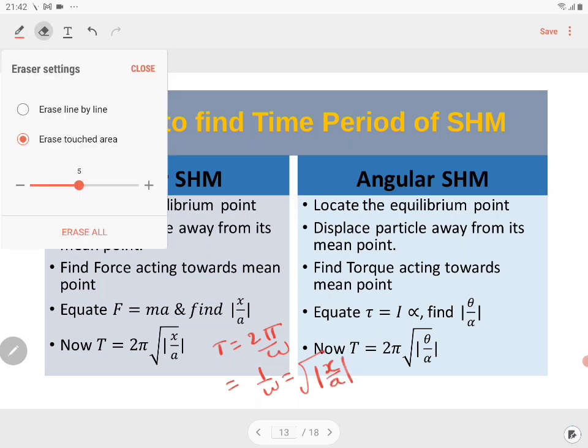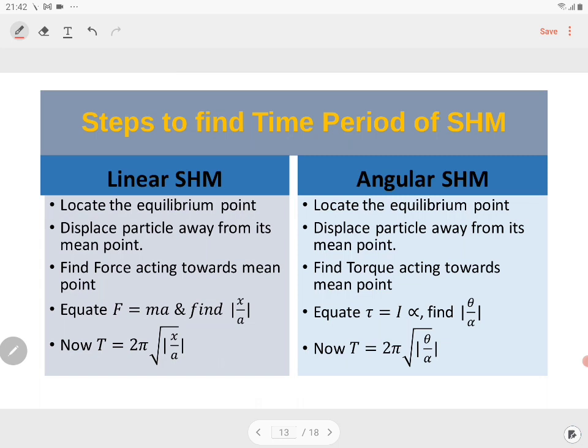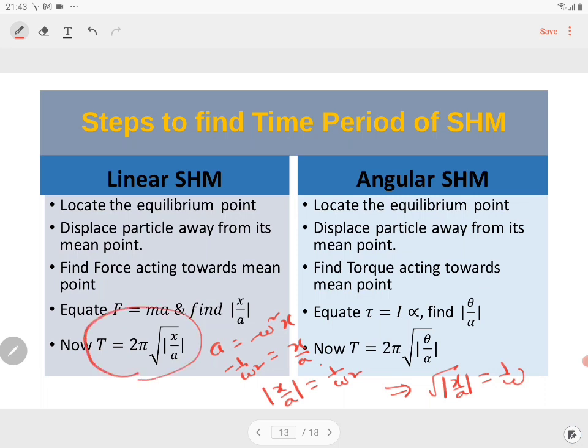How do we get that? See, children, here. We get root over modulus of x by a as 1 by omega like this. a is equal to minus omega square x. So minus 1 by omega square is equal to x by a. Modulus of x by a is equal to 1 by omega square. That implies root over modulus of x by a is equal to 1 by omega. That's how the time period becomes 2 pi root over modulus of x by a.